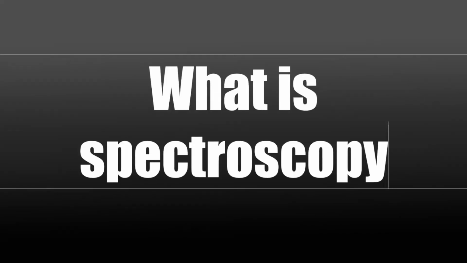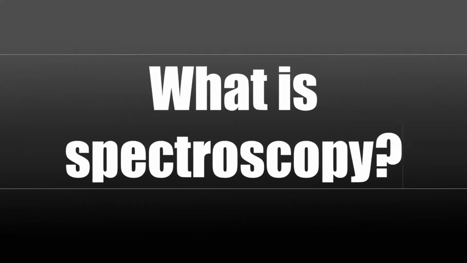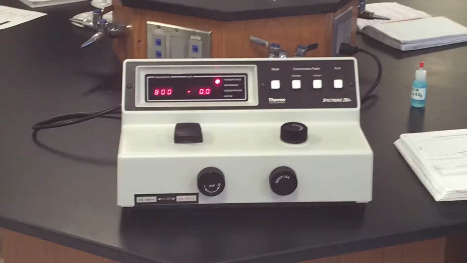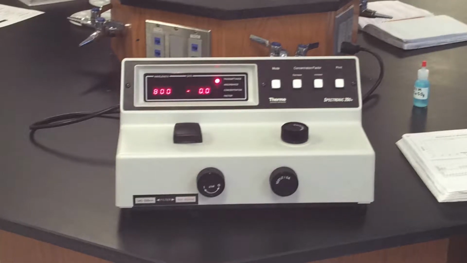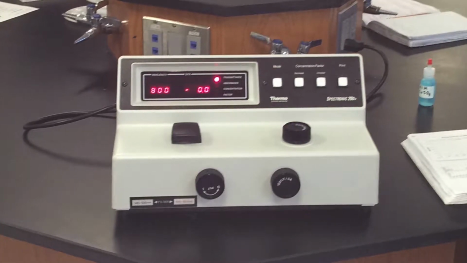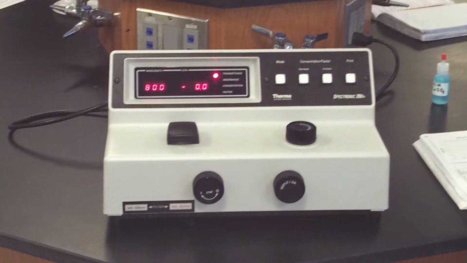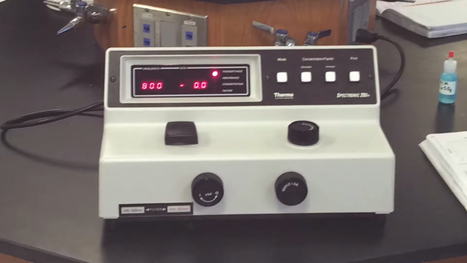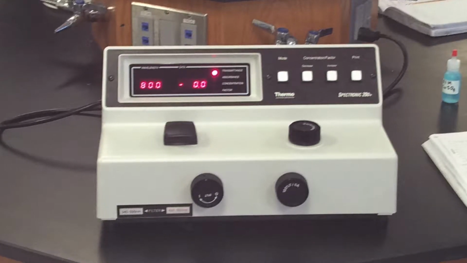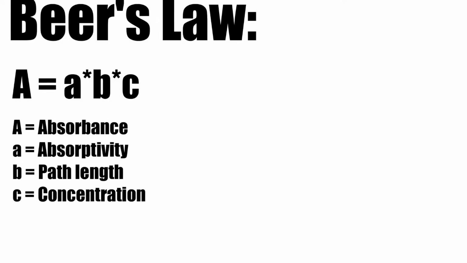Spectroscopy is the field of science that has to do with absorption, emission, and scattering of electromagnetic radiation. For the purposes of this lab, we're going to focus on absorption. A UV-VIS spectrophotometer is a machine designed to measure the absorption of light that a solution has, a technique known as colorimetric analysis. Beer's law demonstrates the relationship between the absorbance and concentration of a substance.